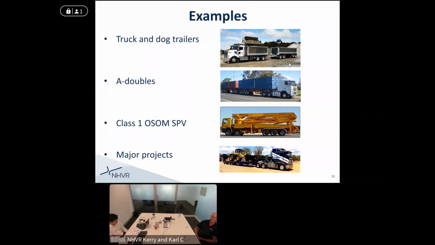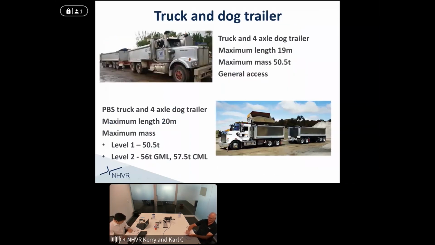Then we look at the Class 1 oversized, overmass load carrying vehicles and the SPVs, or special purpose vehicles. And again, a lot of these things have been running under notice, basically since the mid-90s. So again, they're fairly low risk compared to some of the others. And just some comments on major projects and how road access is affected by those.